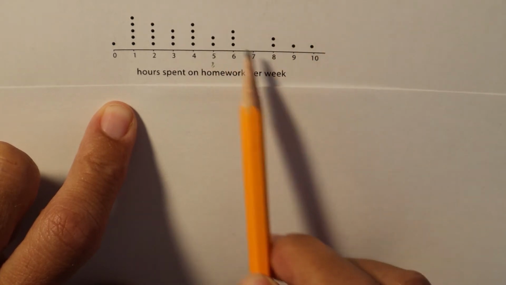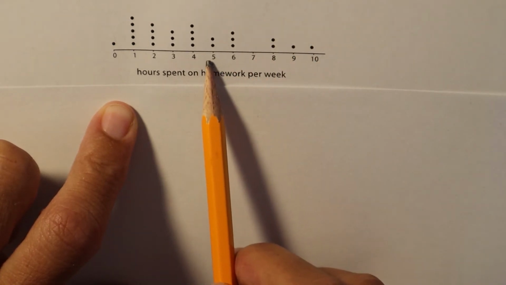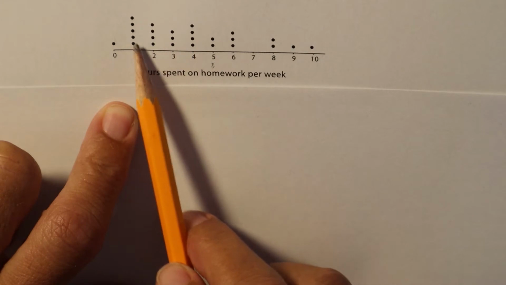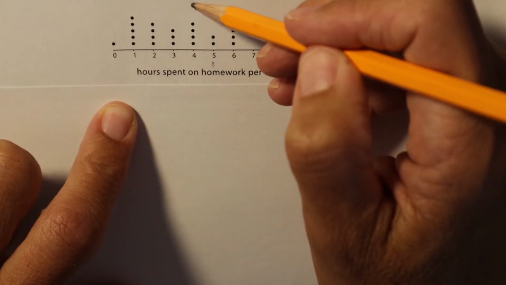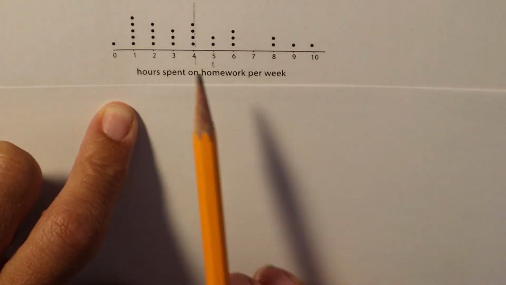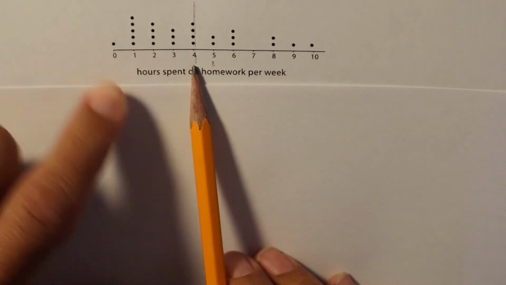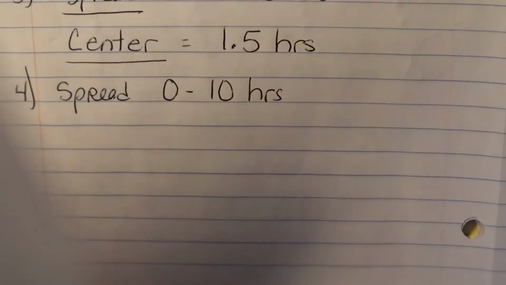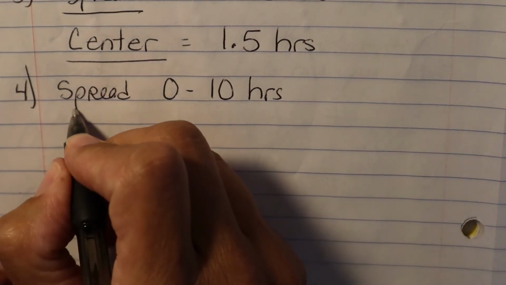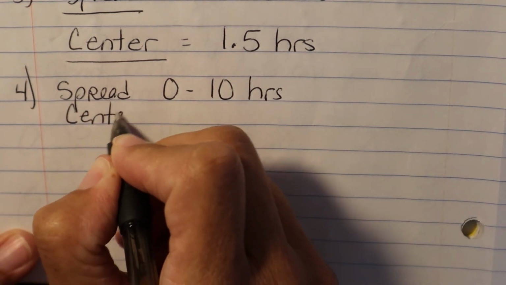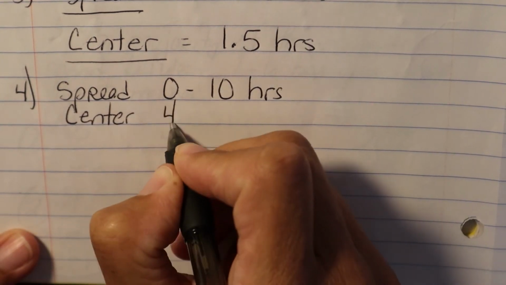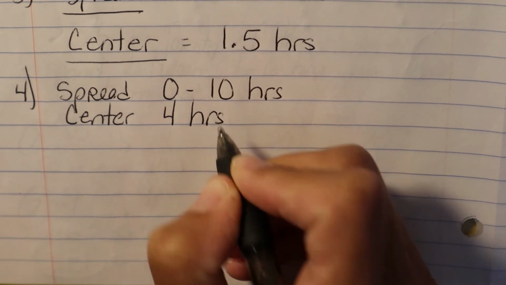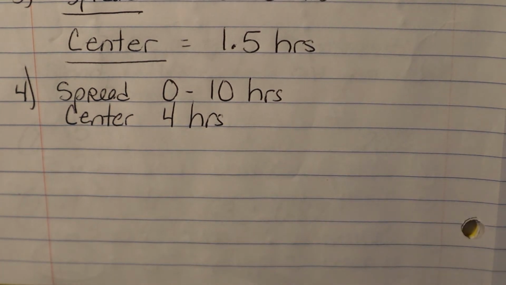Not as many dots to the right of 5. So maybe the center of my data needs to be more over close to here, right? So I'm just going to estimate, and I'm going to go with the center of the data being 4. And that's what we're doing. So the center is 4 hours. Center is kind of like the average, the middle, the median, about 4 hours. And that's kind of how we would talk about that.